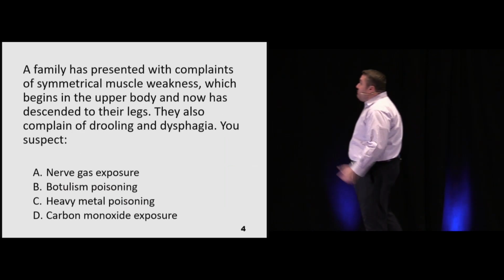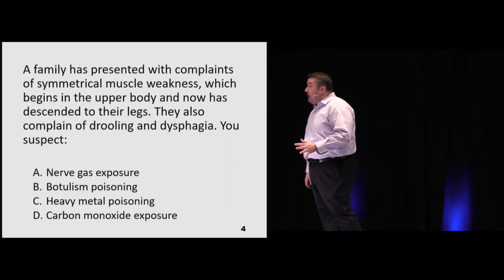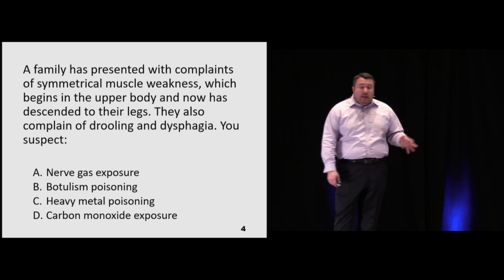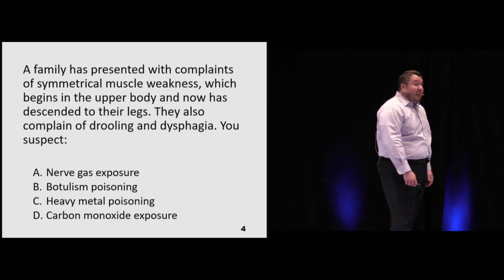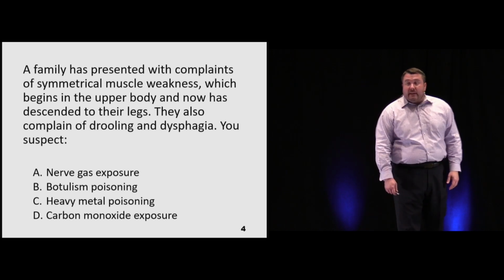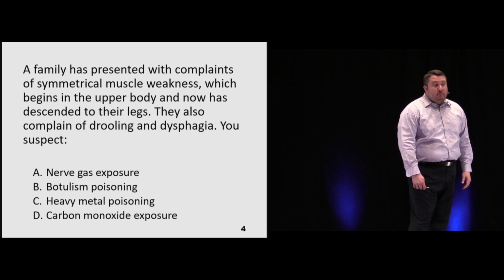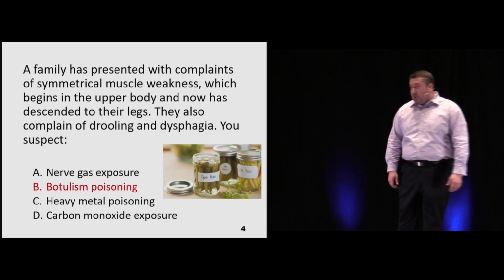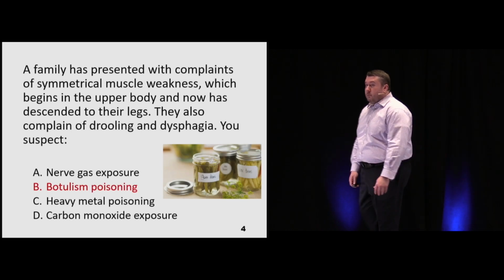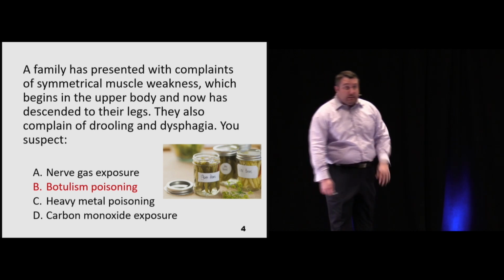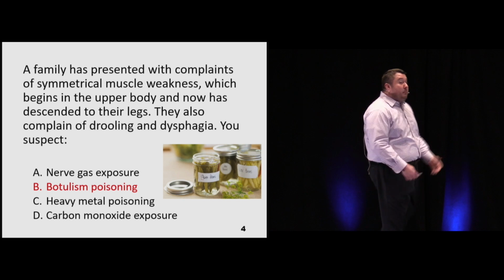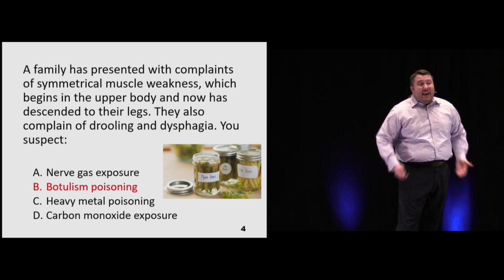A family has presented with multiple complaints of symmetrical muscle weakness that began in the upper body and is now descending to their legs. They also complain of drooling and dysphagia. You suspect, good, botulism. This is botulism. Botulism usually causes an acute descending paralysis, whereas something like Guillain-Barré is an acute ascending paralysis.